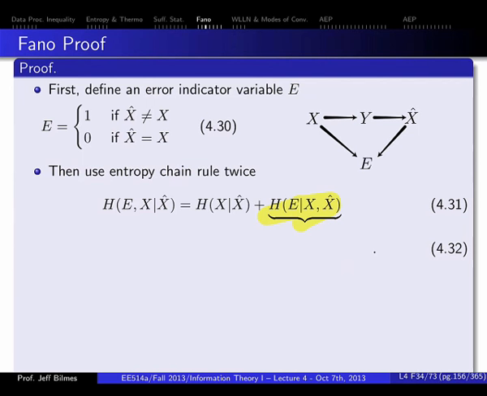If we know x and x hat, is there any uncertainty about the error? No. So we know that this has to be equal to 0, because the error is a function of x and x hat, a deterministic function, in fact. And so if we know x and x hat, the entropy of E has got to be 0.